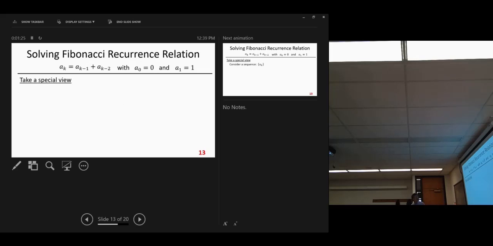Let's take a special view. The first step to get us started is very important. We need to explore the structure property. What structure do we have here? That step is the breakthrough step. Consider a sequence. Let's write all these Fibonacci numbers in sequence form. We want to study this sequence.